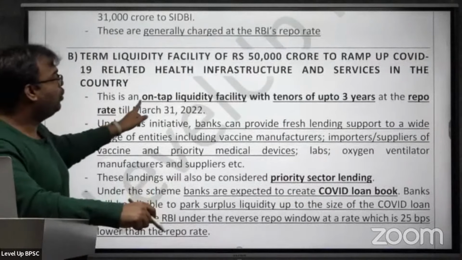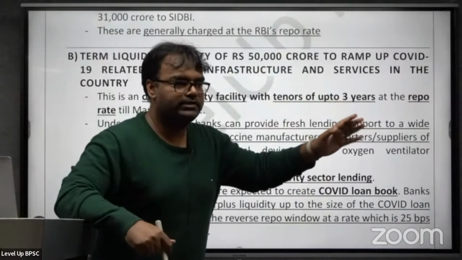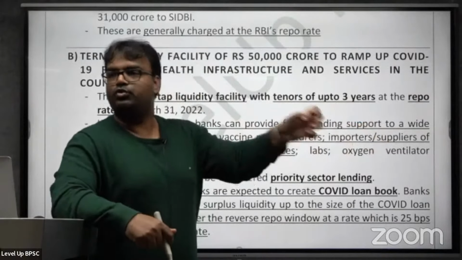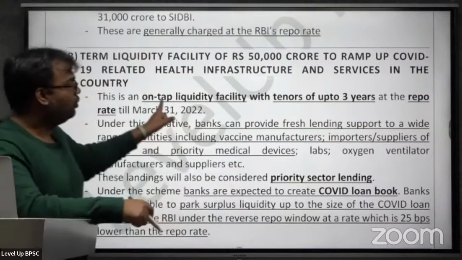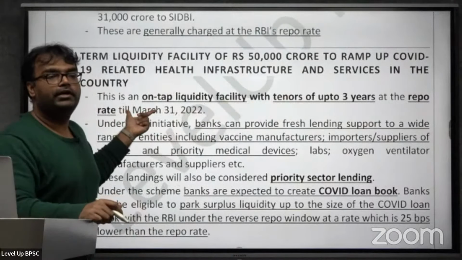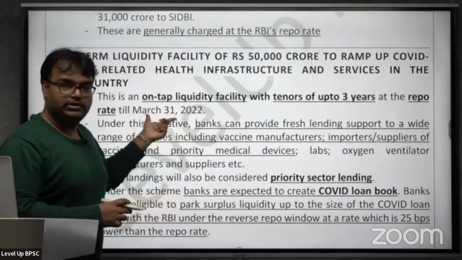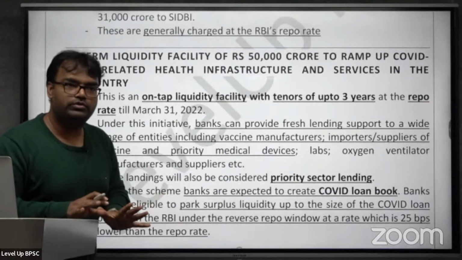So this is an on-tap liquidity facility, where on-tap means whenever the bank goes to RBI and says that for this purpose, we want to get some more money from you. This is an on-tap facility with a tenure of up to 3 years, where the money would be provided at repo rate. Today, it is available till March 31, 2022. So March 31, 2022 has not occurred.